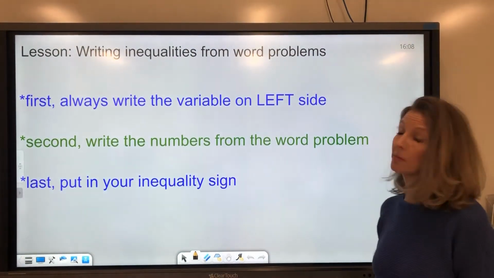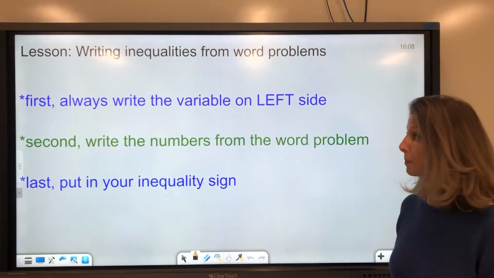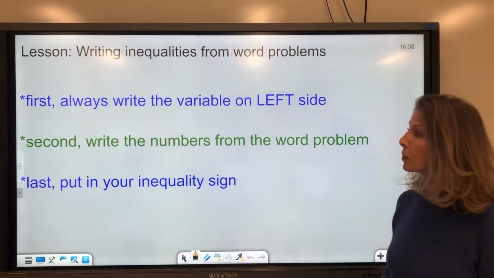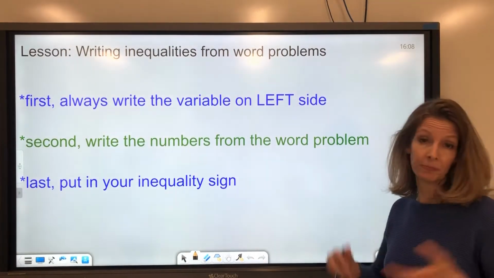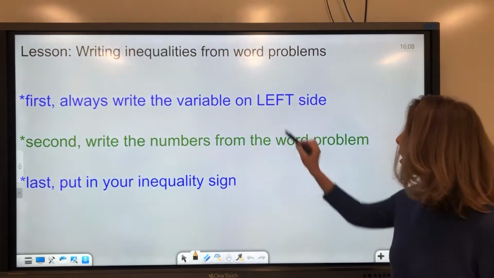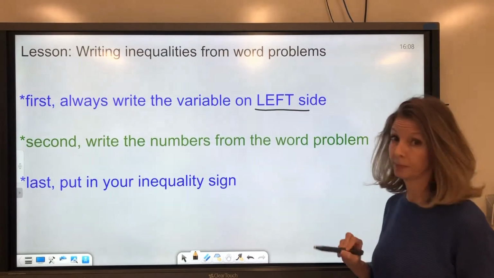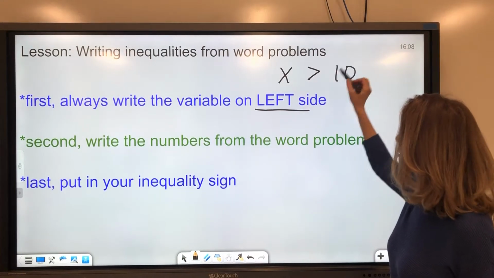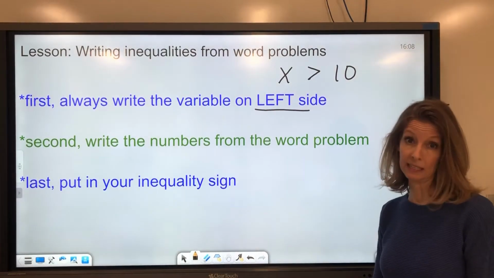Guys, today's lesson is all about writing inequalities from word problems. A couple reminders before we look at examples. First, you want to always write your variable, your x, your y, whatever it may be, on the left-hand side. So for example, x is greater than 10. We want that variable, the x, on the left-hand side.